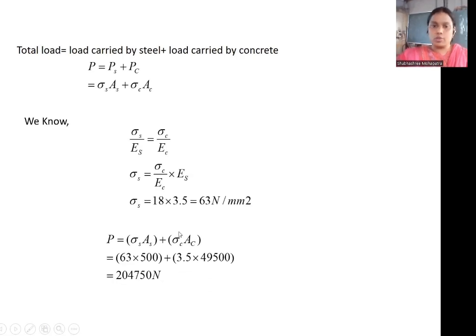Now put it in the formula. The total load will be sigma S, which we got as 63, times the area of steel, 500, plus sigma C, which is 3.5 as given in the question, times AC, which is 49,500. This is the area of only the concrete, not the steel. By calculating, we get the safe load as 204750 Newton.